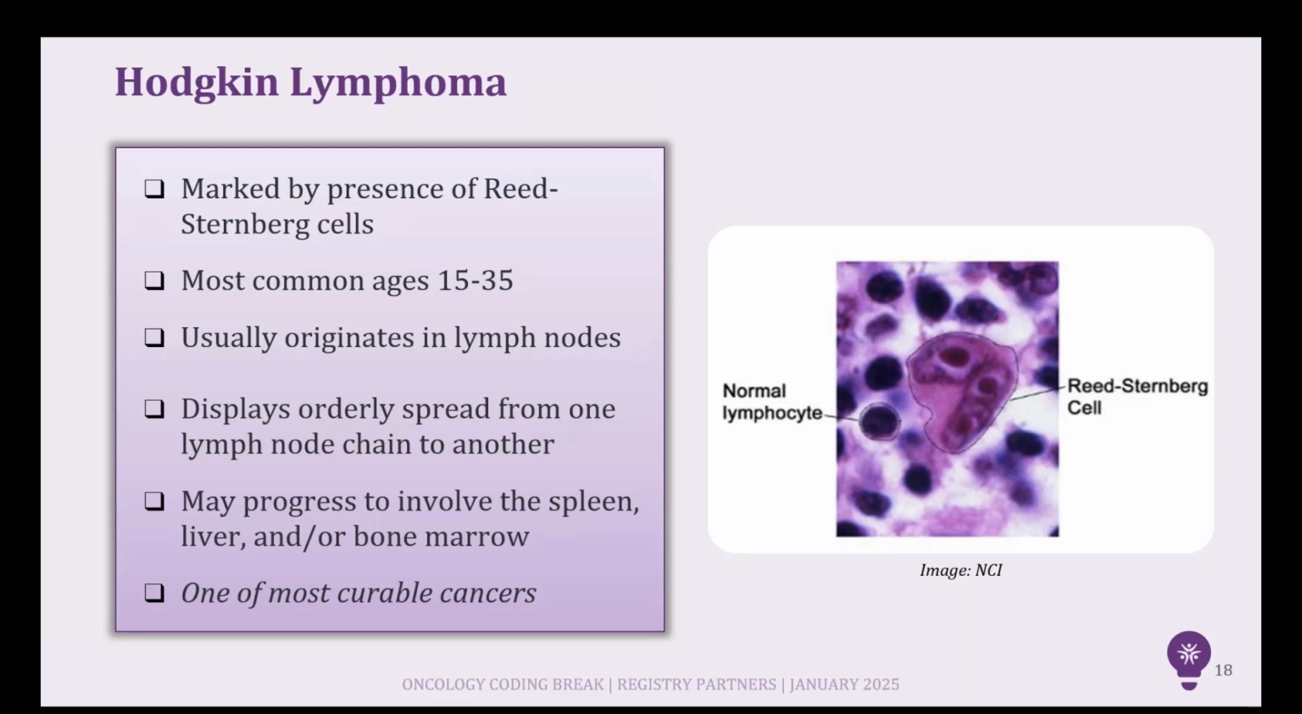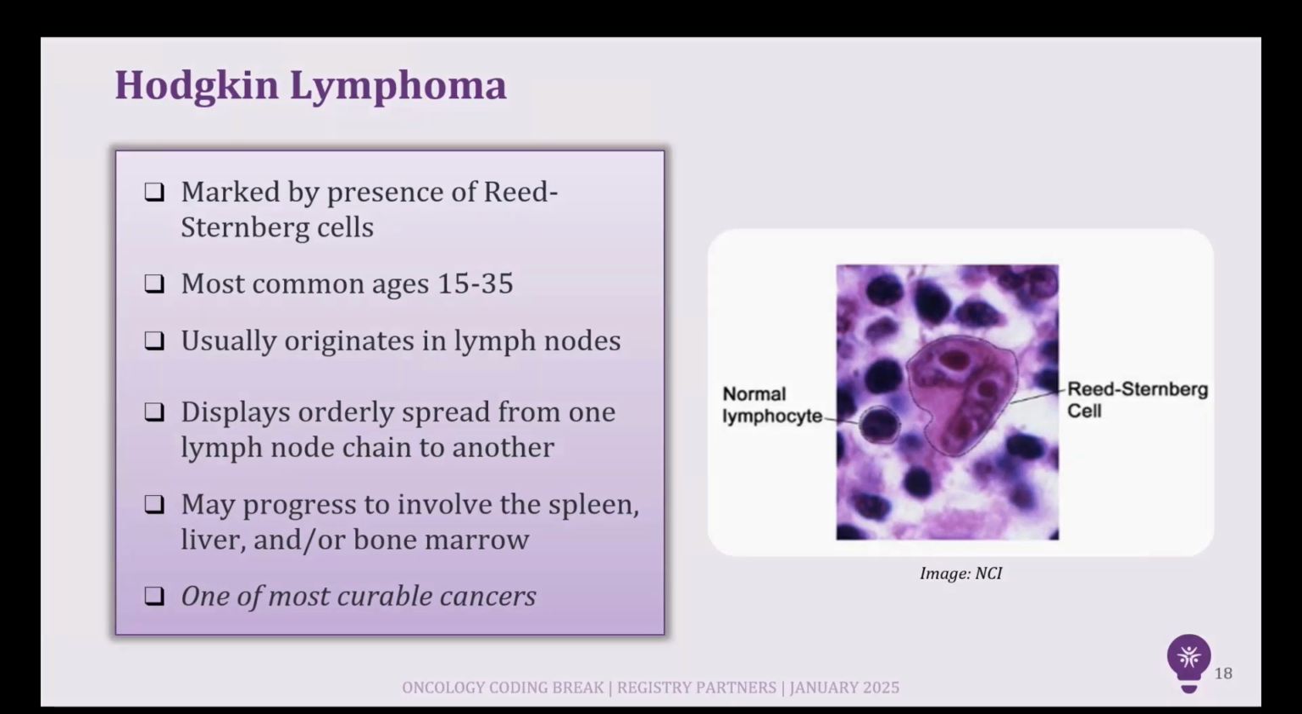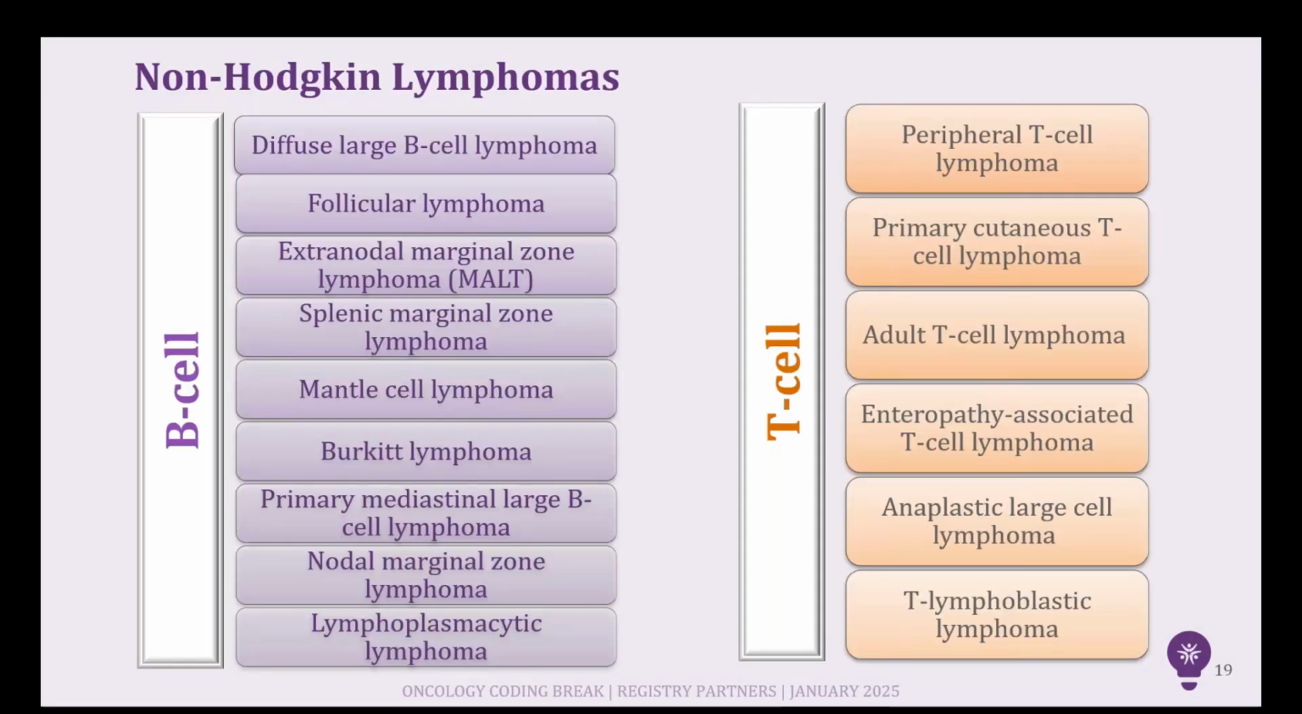Now let's switch over to non-Hodgkin's lymphoma. As I mentioned a few slides back, these can be grouped based on the type of lymphocyte they originated from. I won't read all of these, but I just wanted you to be aware and see some examples of the B cell and the T cell non-Hodgkin lymphomas. There are over 60 different subtypes of non-Hodgkin lymphomas, which can be classified even further into acute and chronic categories based on how they behave.